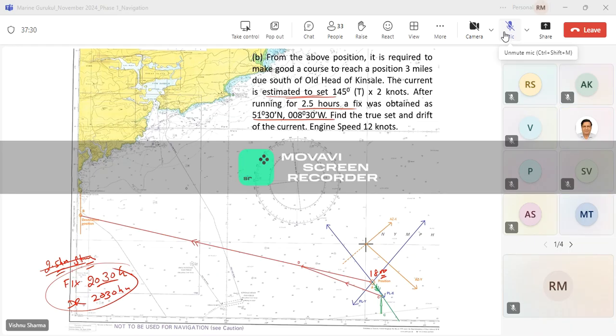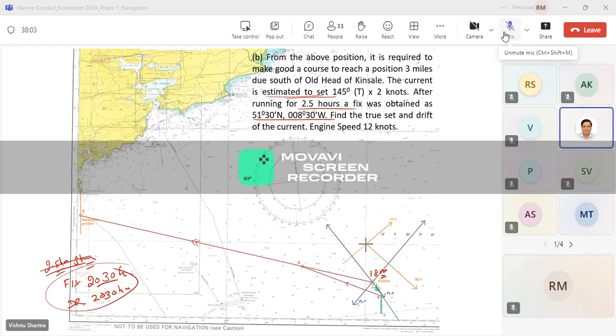Guys, go to the first slide which we covered yesterday. How do you get the DR? DR is a position obtained without counteracting current and is obtained by only factoring in CTS and engine distance. Am I right? From last known fix.